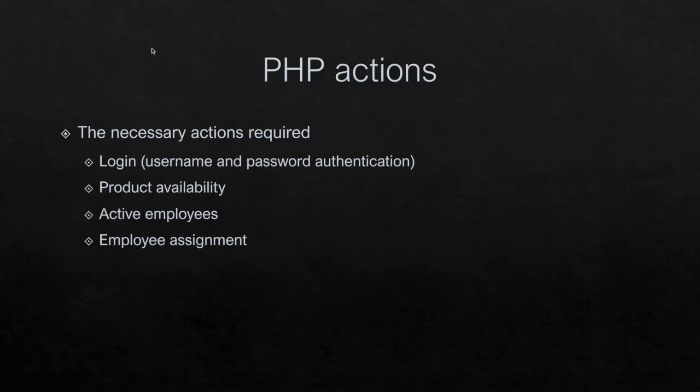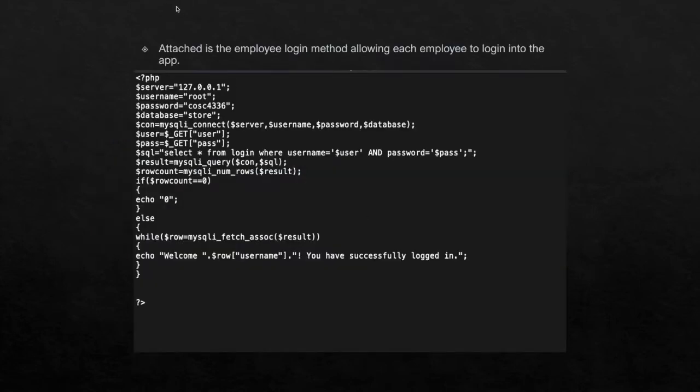So the actions that we had to script using the database for our application were login or user identification and authentication, product availability, because this is a grocery store app and this is necessary for the app to work, active employees, and employee assignment. So this attaches the employee login method, allowing each employee to log into the app. This really compares the user inputted username and password to the ones stored within the database. It calls the login table, makes the comparison, and then outputs whether the login is successful.